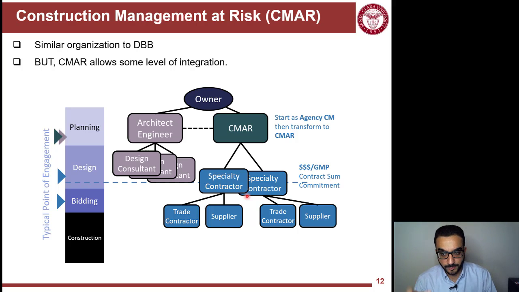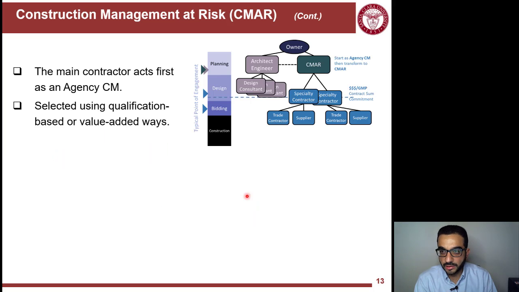So you can see things are moving now more in parallel, not that much in a linear way like design-bid-build. The main contractor acts first as an agency CM. What does agency CM mean? It's like a consulting construction company. It's not really a contractor, it's consulting in terms of whether the design is constructible or not. And they are selected using qualification-based or value-added-based procurement.